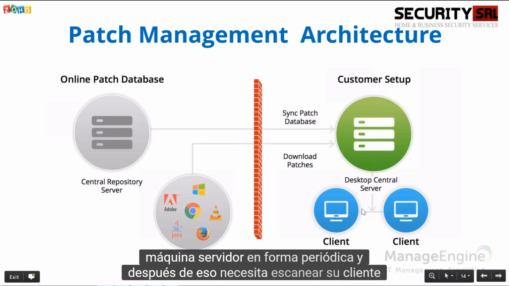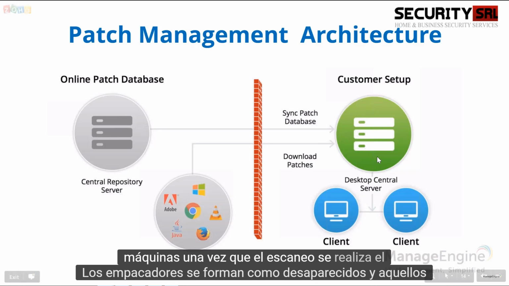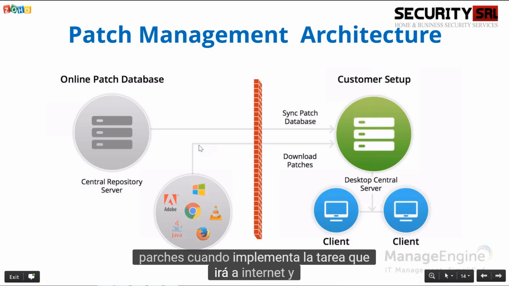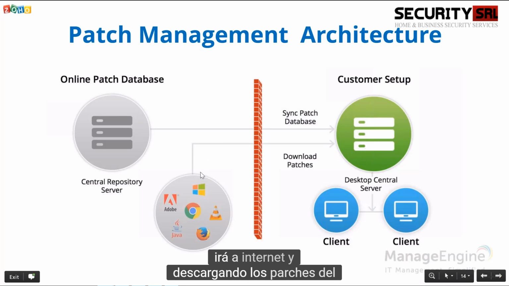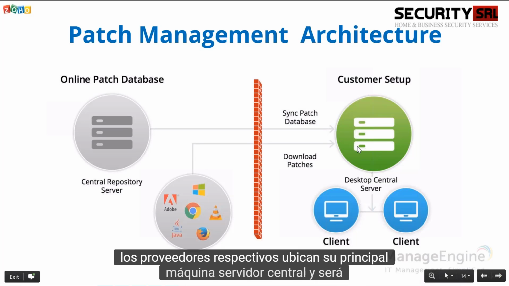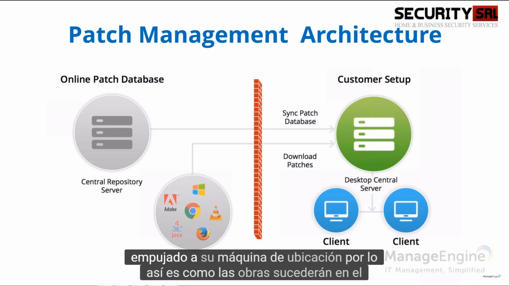And after that, you need to scan your client machines. Once the scanning is done, the patches are found as missing, and when you deploy the task, they will go to the internet and download the patches from the respective vendor site to your main central server machine, and it will be pushed out to your local client machines. So that's how the workflow happens in the backend.